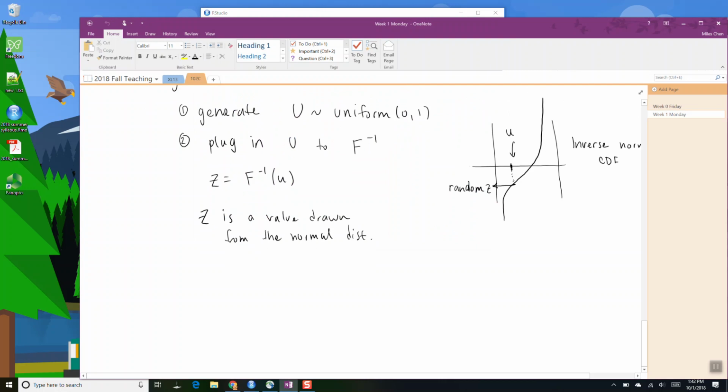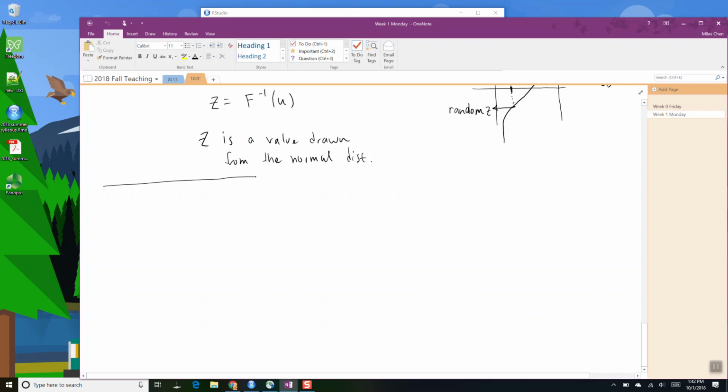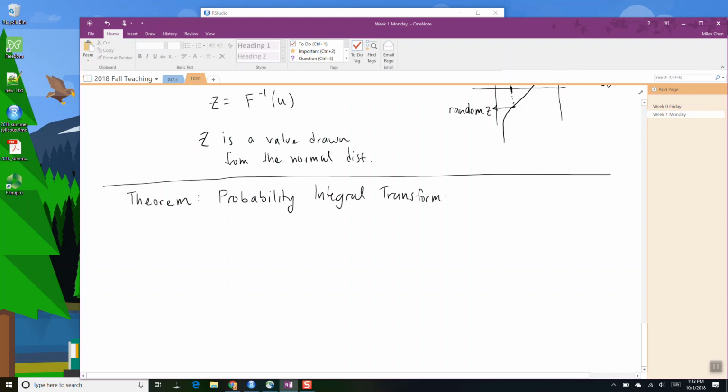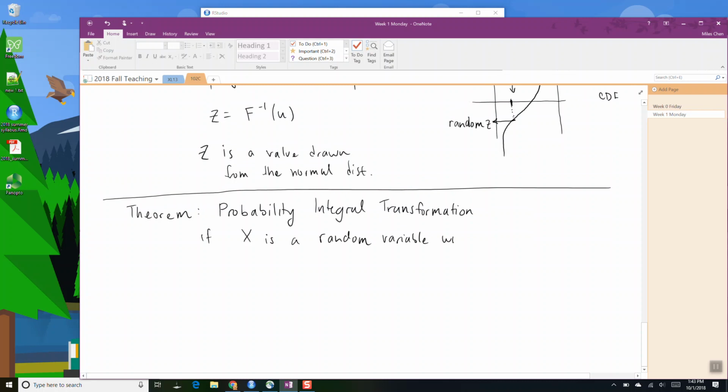Okay. So this is just an illustration of this concept of the inverse CDF function. Maybe I'll throw this theorem in there, which is the foundation for how this works. This is the probability integral transformation. So if X is a random variable with CDF equal to capital F of X, then F of X comes from the uniform distribution.